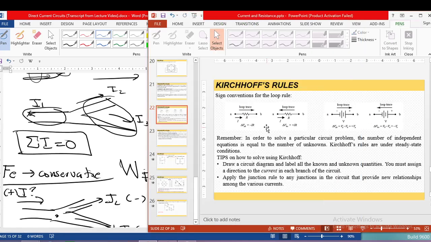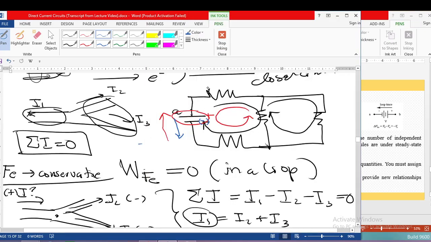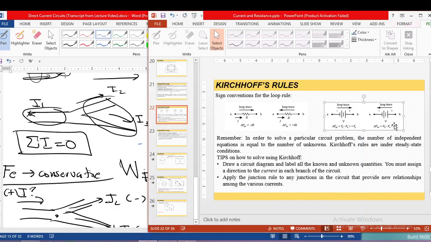So it doesn't matter what the direction of the current is here. Either this direction of current or that one, it doesn't matter. It only matters with your loop trace. Whether it is counterclockwise or clockwise, you have to take note whether the loop is pointing to the long line, which is the positive terminal, or the short line. That's when you will know whether the voltage drop sign is negative or positive.